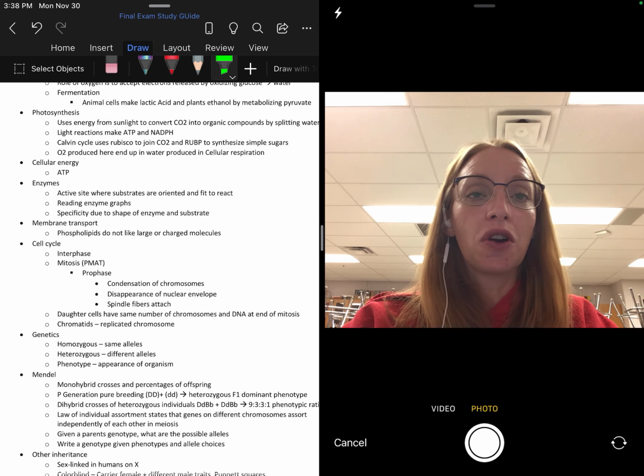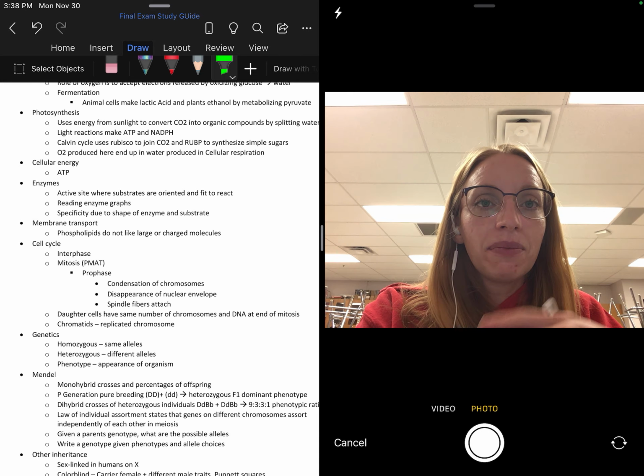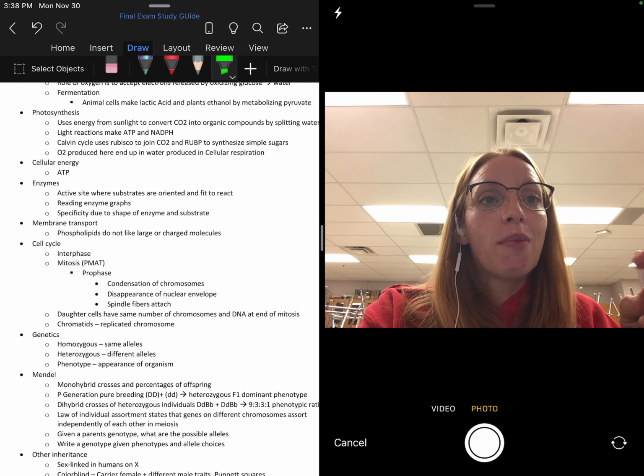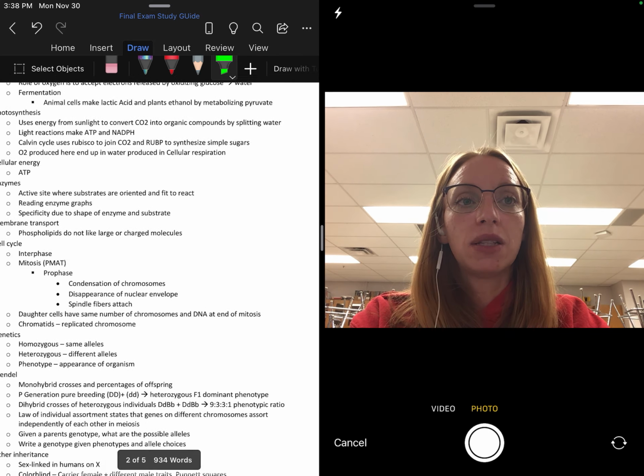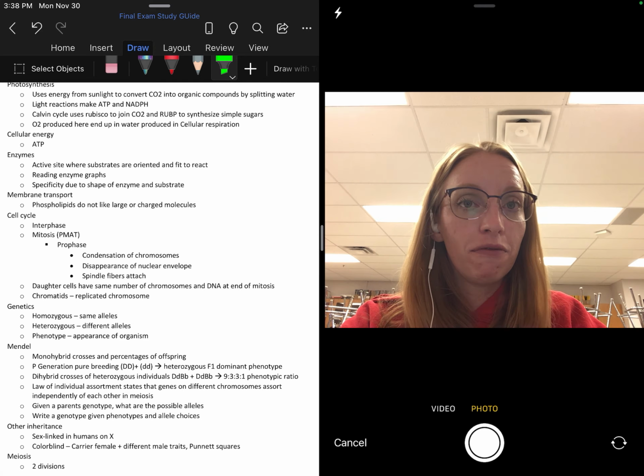In the reverse, the flip side of that is photosynthesis. Photosynthesis will use light energy from sunlight, and it will convert carbon dioxide into organic compounds by splitting water. Those light reactions will make the products of ATP and NADPH. Remember, that's part 1 of photosynthesis.